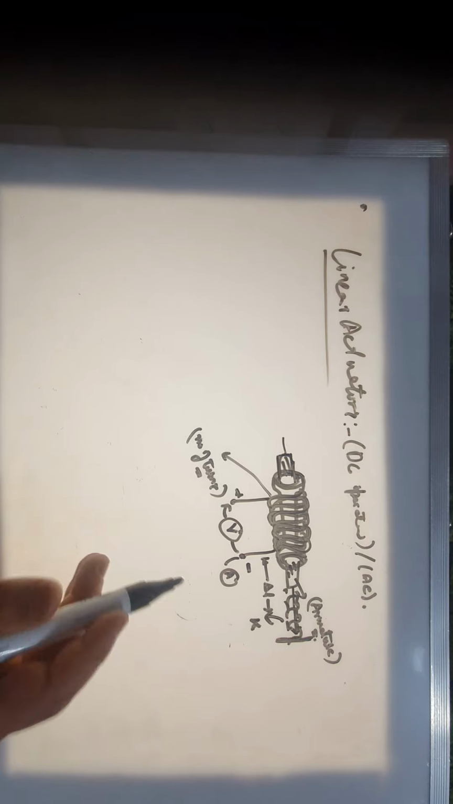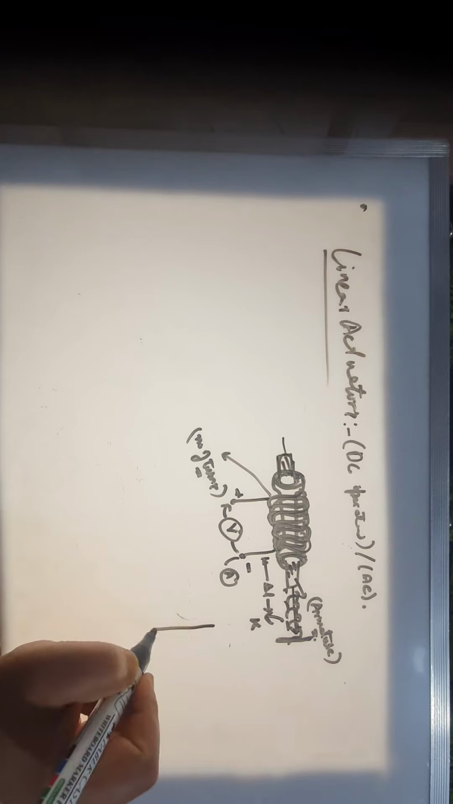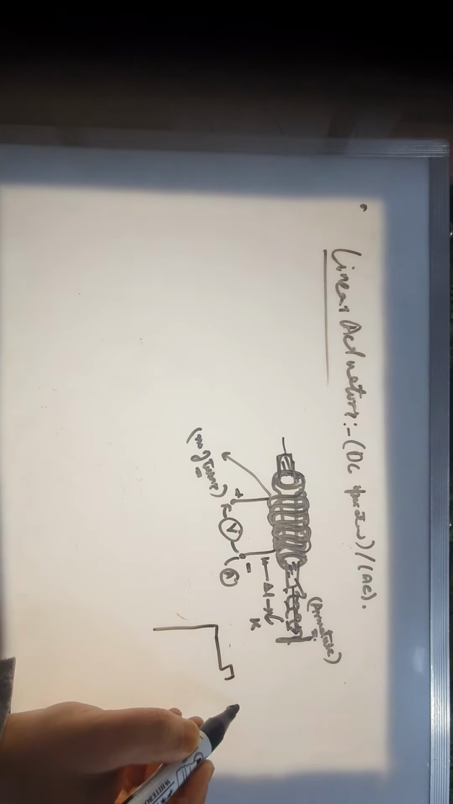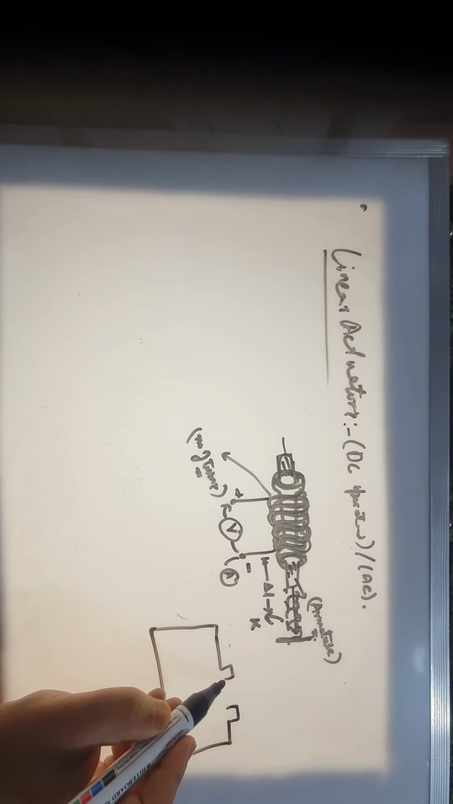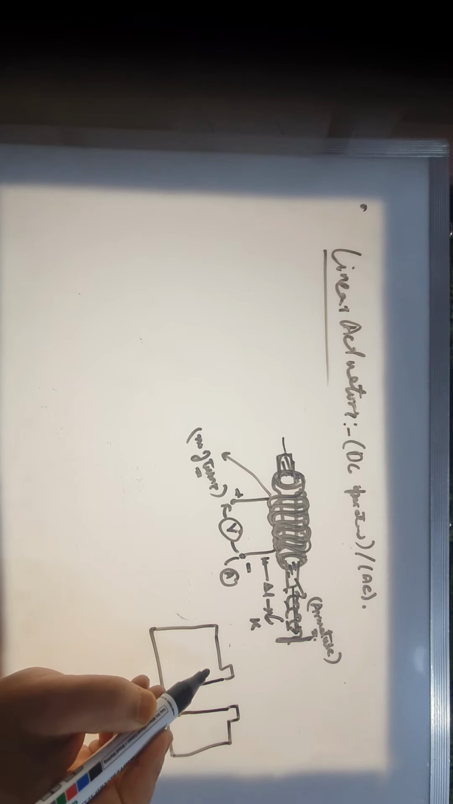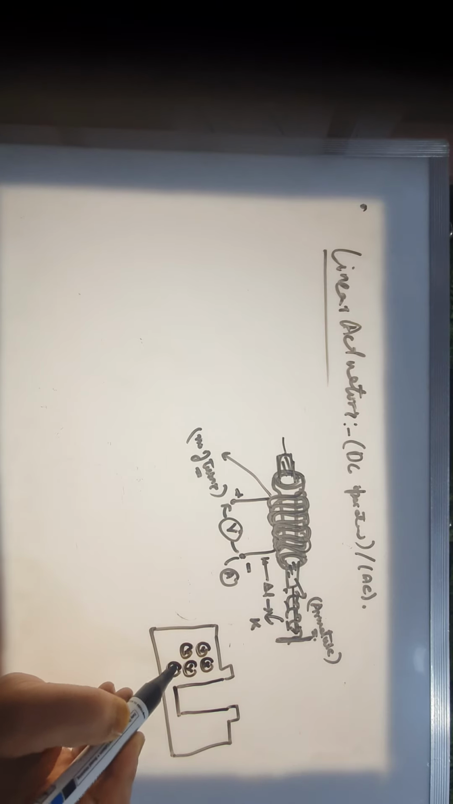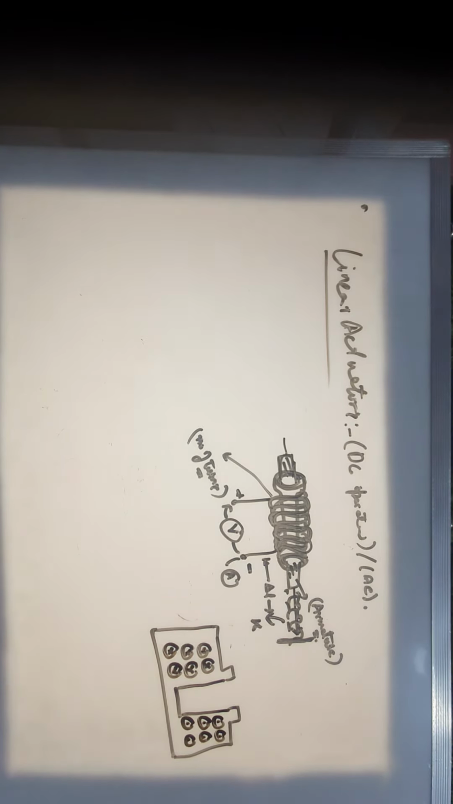So if you have to show the solenoid, you can show it like this. This is the casing, then you have the slot, then you have the coil. You can show the coil like this, coming on this side, going on this side, and then you have this armature.